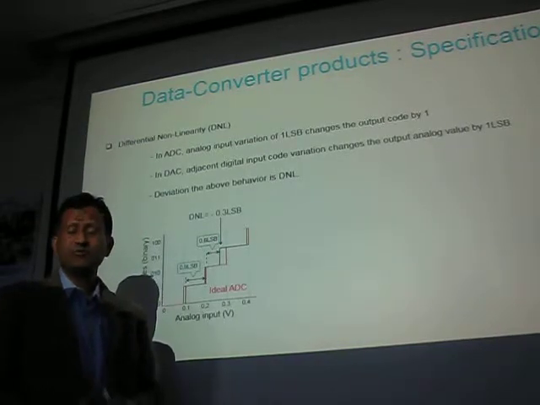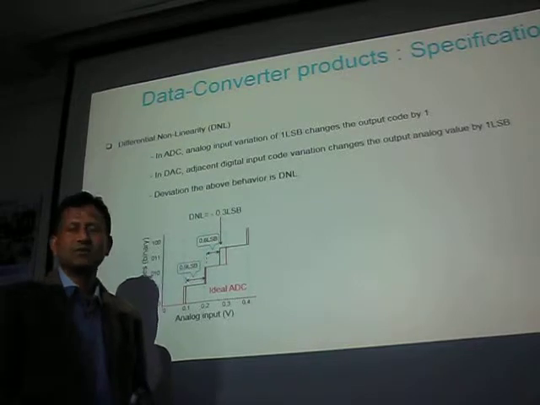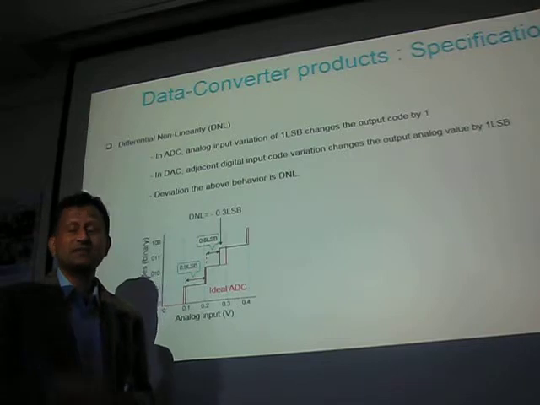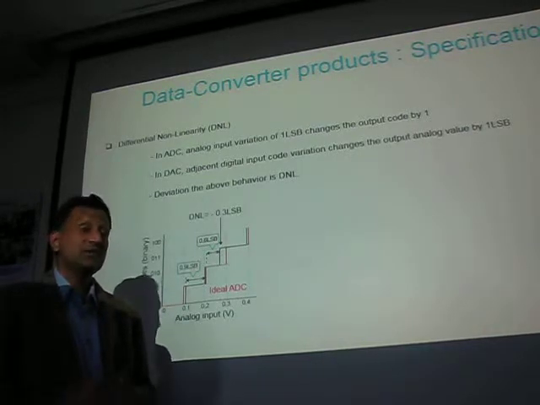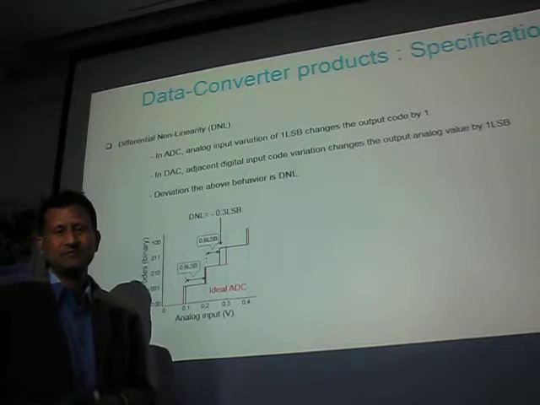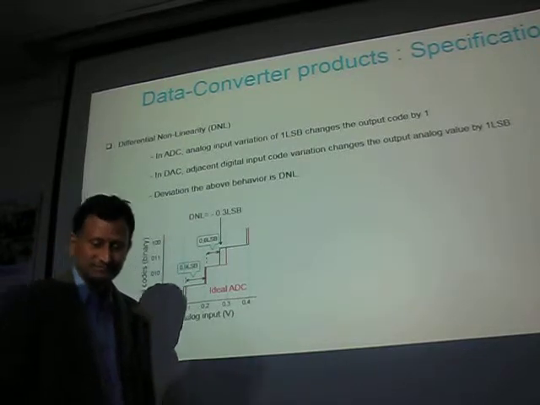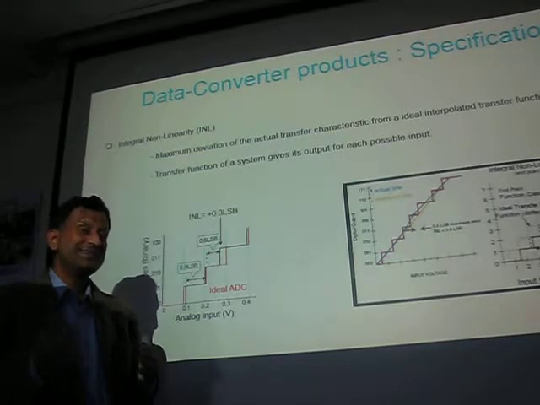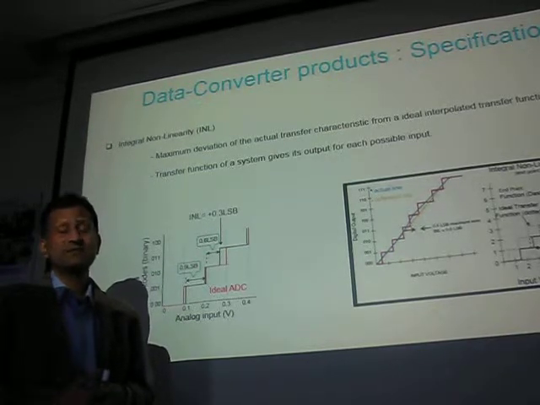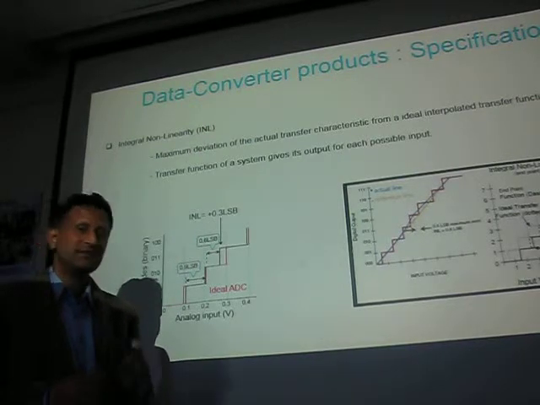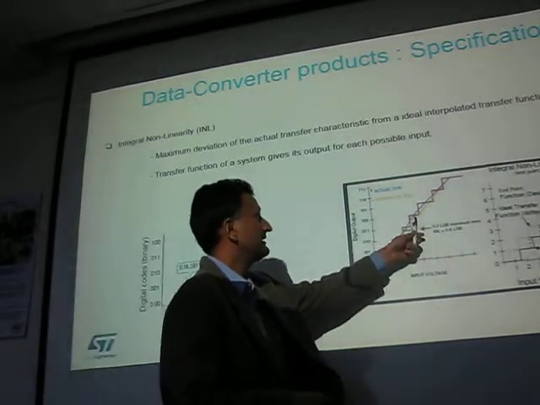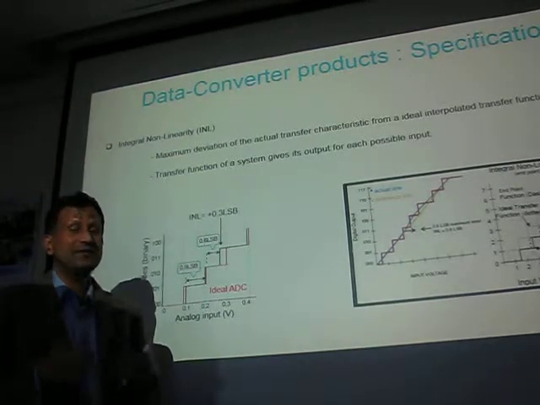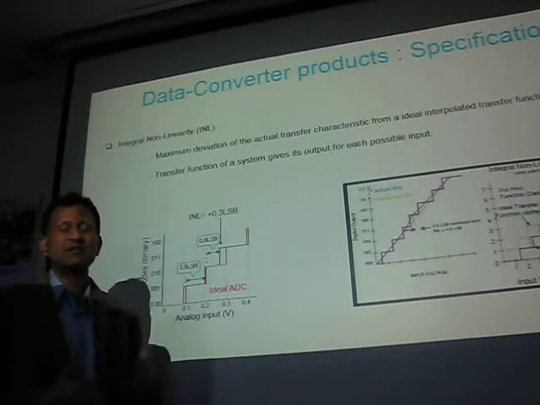One LSB change at the input of ADC changes one digital code. One code change at the DAC input changes the analog output by one LSB. So deviation from this behavior is called DNL. The maximum deviation of the actual transfer function from the transfer function line, which is the ideal one, is called the INL. INL at any point is actually the summation or integral of all the DNLs starting from minimum.